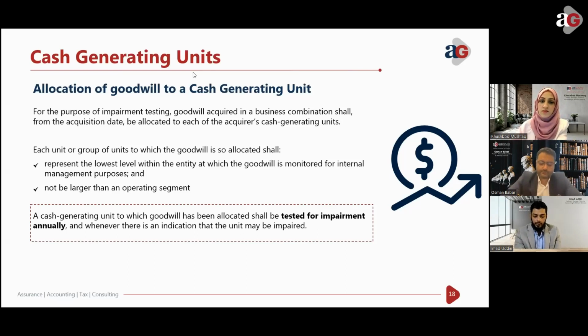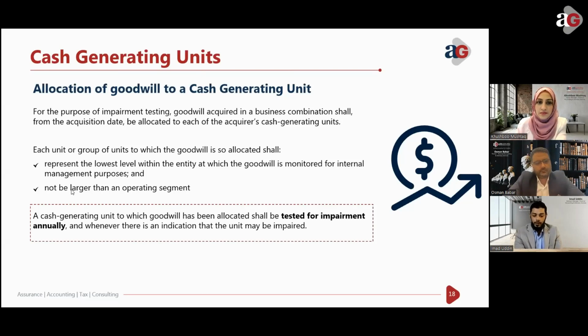And wherever there is an indication that the unit may be impaired, as Ms. Khushbu told earlier, we have to test for impairment upon indication, except for a few assets. Among those assets was goodwill as well. So once the goodwill has been allocated to a CGU, the recoverable amount of that CGU would also have to be computed annually, and that CGU will have to be tested annually.